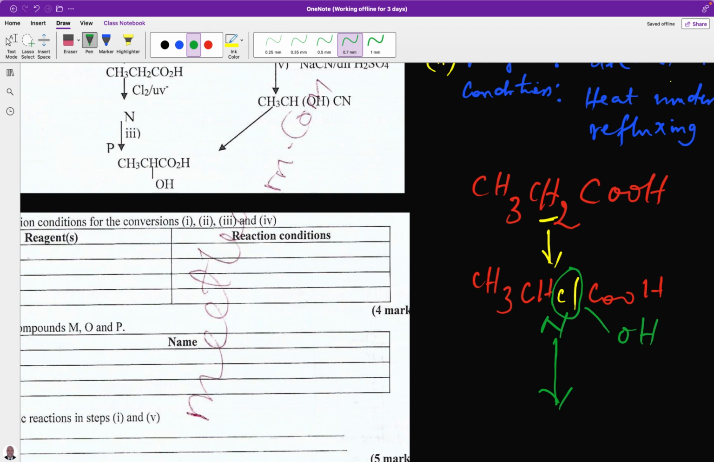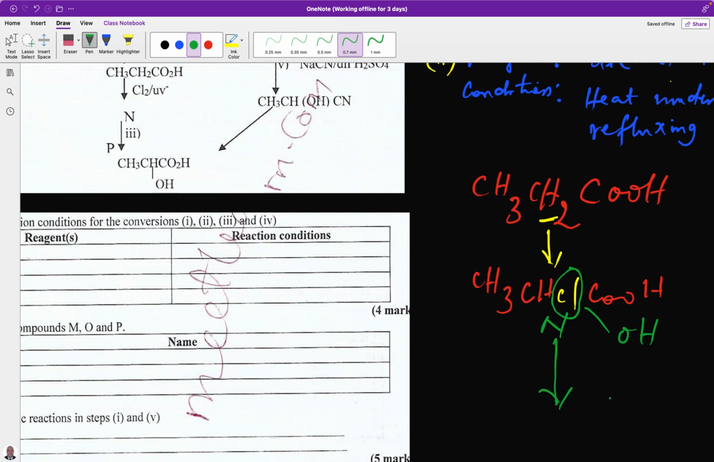You might not know the compound, but this is N. It is 2-chloropropanoic acid. Then there is another substitution reaction that will occur here to give our 2-hydroxypropanoic acid. And that is the condition they are asking us. So now, what is required? What do you think?